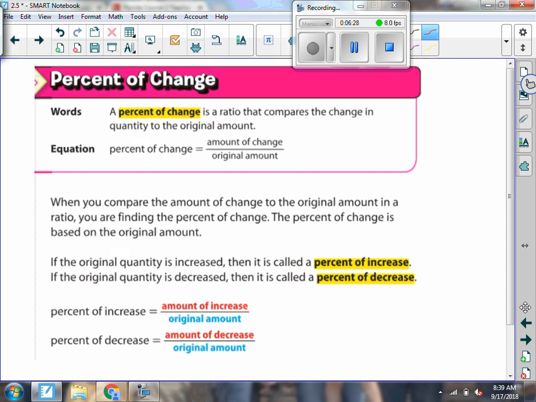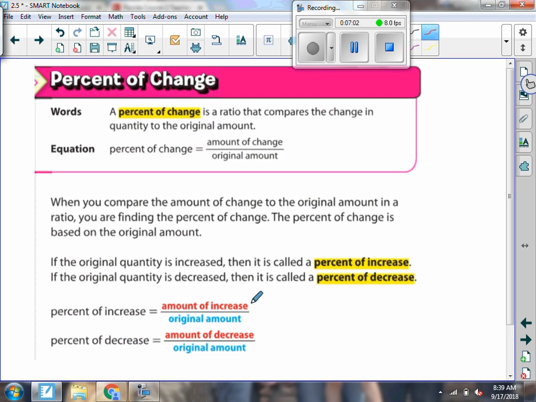Okay, so percent of change is a ratio that compares the change in quantity to the original amount. So you're finding the difference between your two numbers, and you're going to divide it by your original amount. You also have a percent increase and a percent decrease. So if you have your original amount and your new number is higher, it's going to be an increase. When you have your original amount and if your new number is lower, it's going to be a decrease.